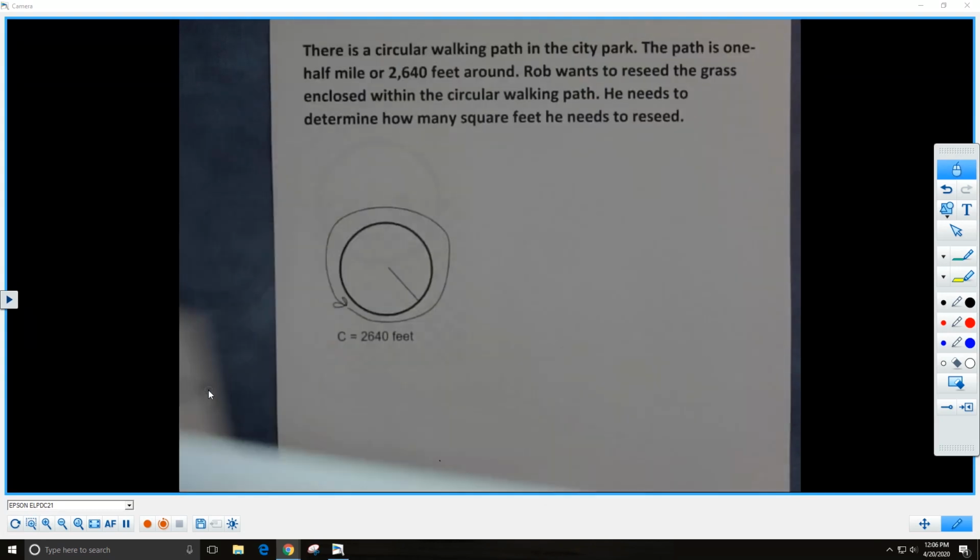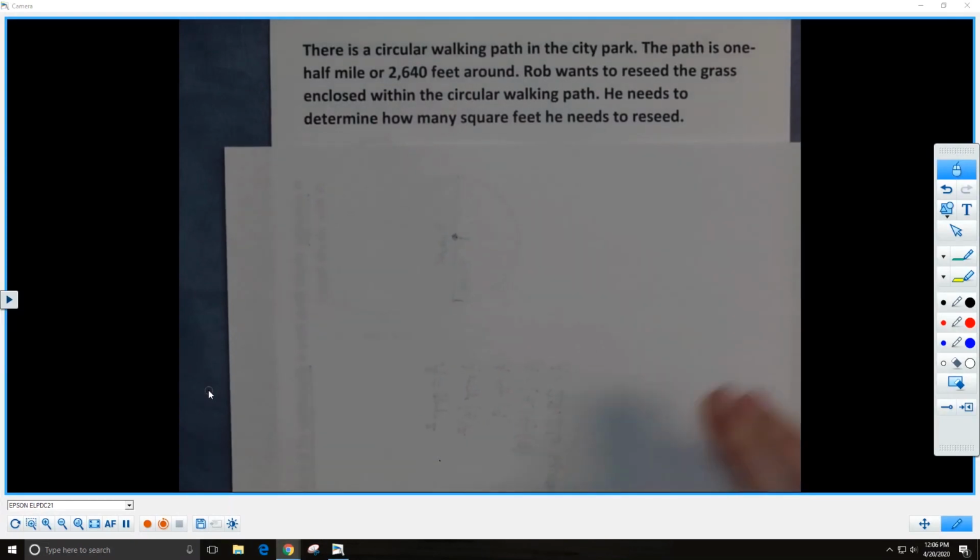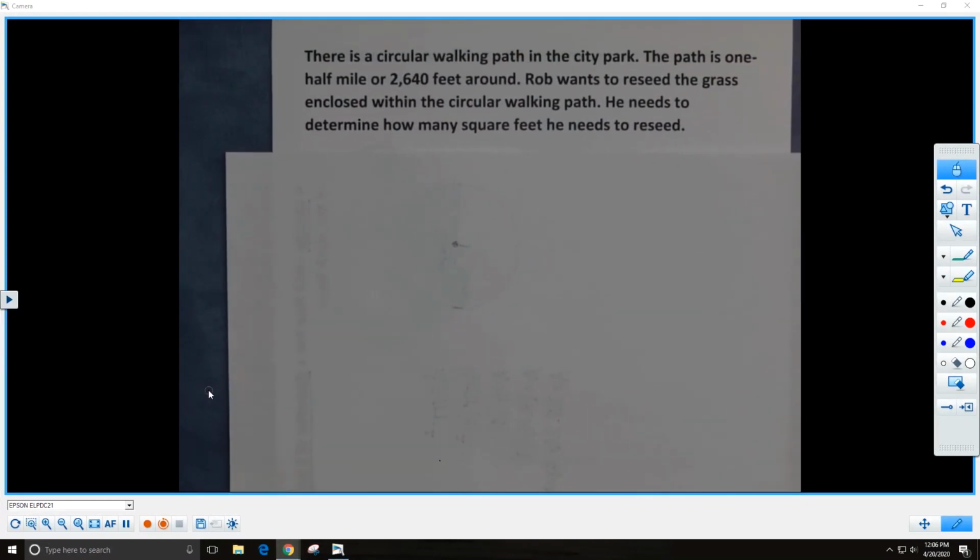Here's our next problem. There's a circular walking path in the city park. The path is 1/2 mile or 2,640 feet around. Rob wants to reseed the grass enclosed within the circular walking path. He needs to determine how many square feet he needs to reseed.